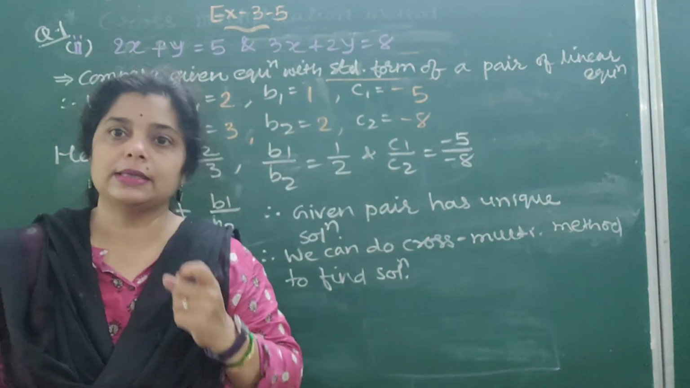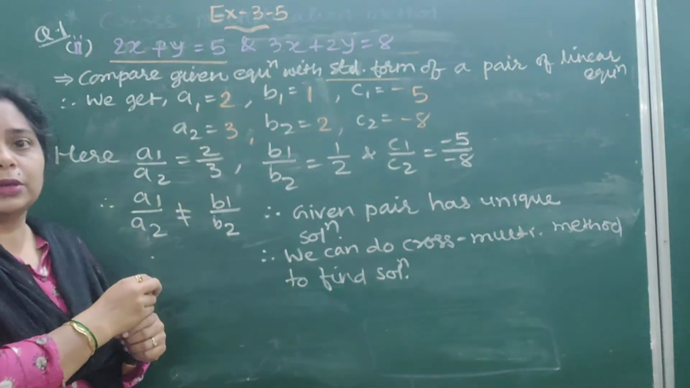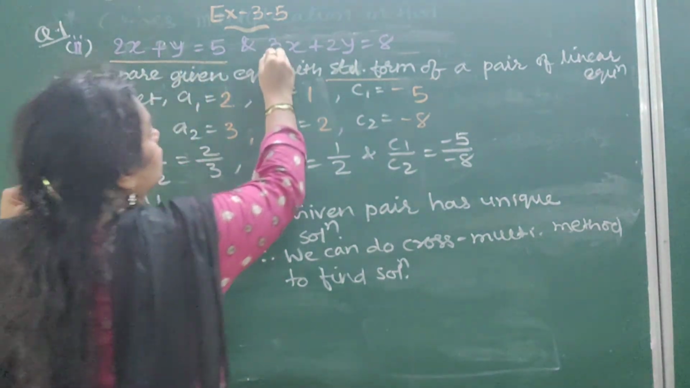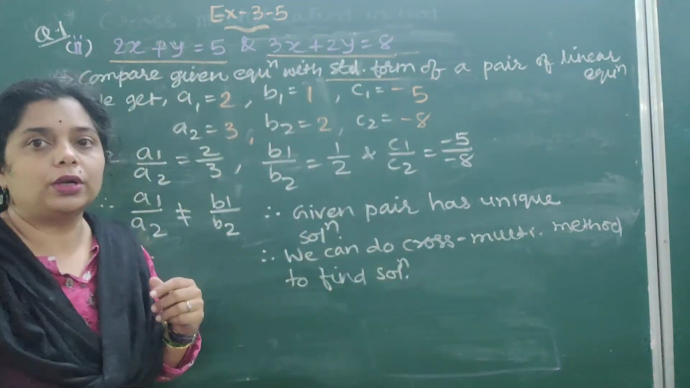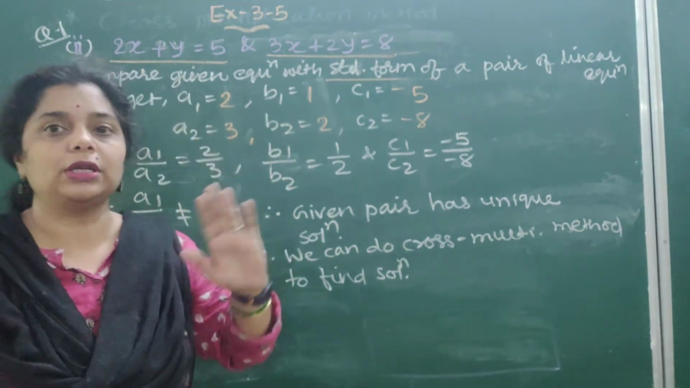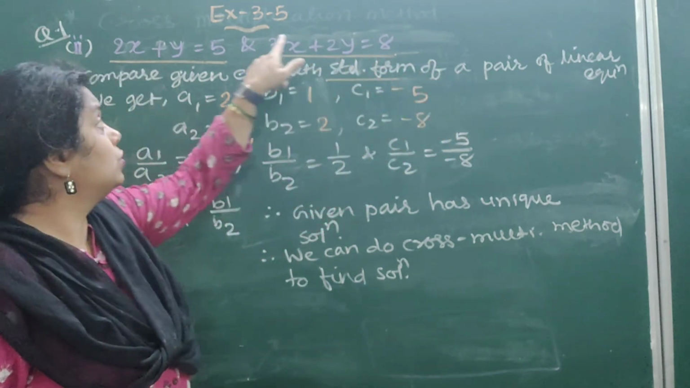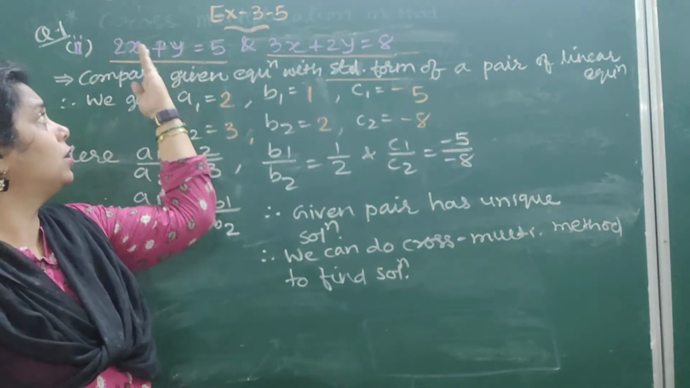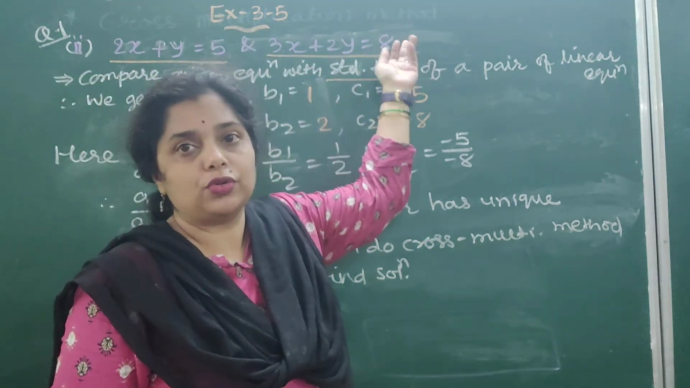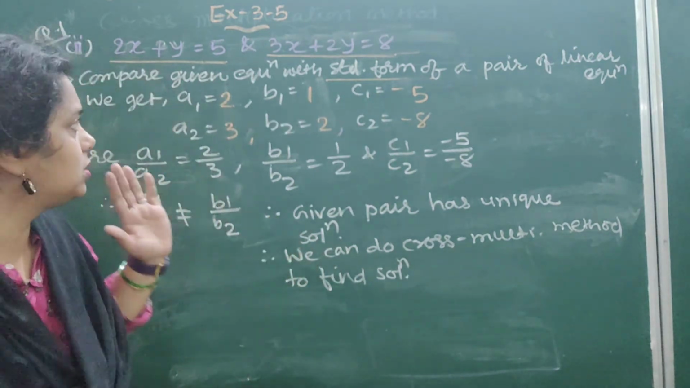Now in the second sum, it is given that 2x plus y is equal to 5 and 3x plus 2y is equal to 8. And I just told you that we have to convert it to the standard form. It means it should be equal to 0, right? So that 5 we have to take to the other side, so it will be minus 5, and here if we take 8 to the other side, it will be minus 8. Simply you have to do just this.